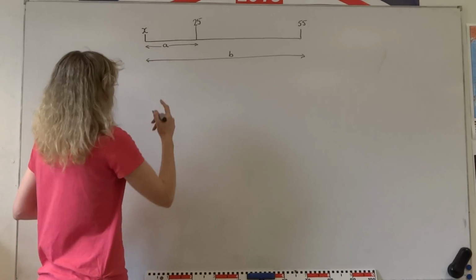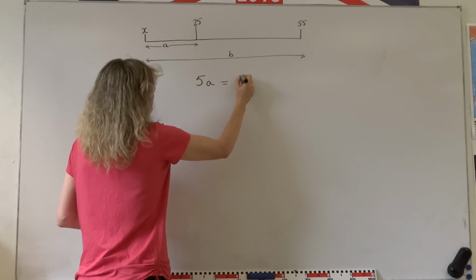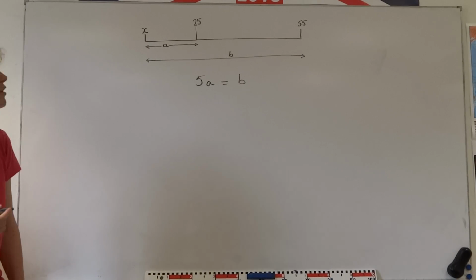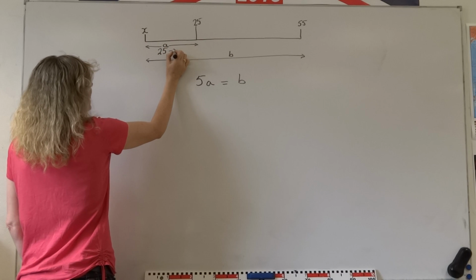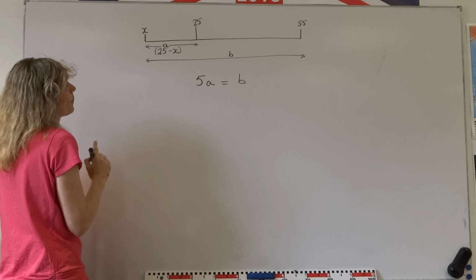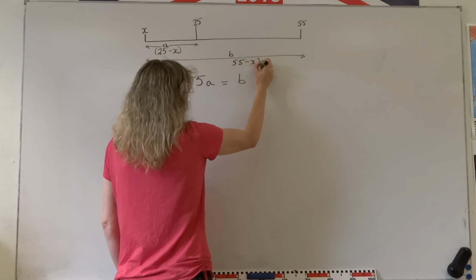We've got exactly the same criteria. We know that 5 lots of A are going to equal B. But we now have a different number for what A is. A is now 25 minus x. X is the smaller number, 25 is the larger number. But B is 55 minus x.